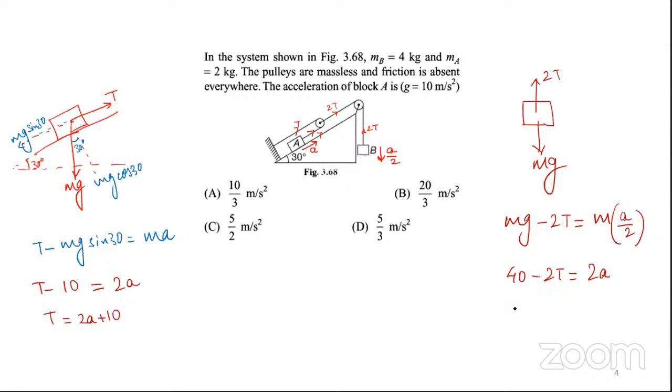Which I substitute in this equation for mass B. I'll get 40 minus 4a minus 20 equals 2a. That is 20 equals 6a. That gives me a equals 10 by 3. So A is my right answer.